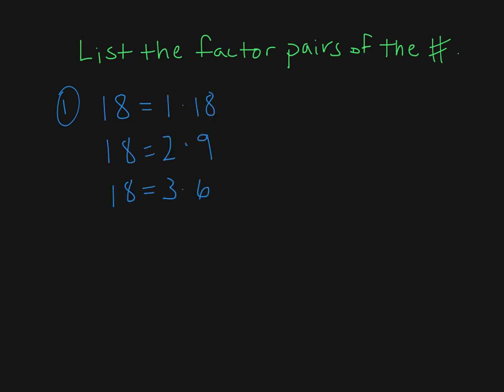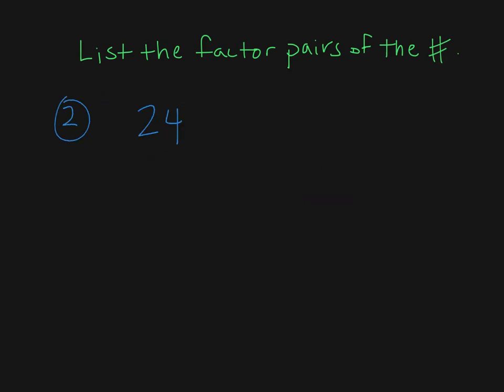So there are 3 factor pairs for 18. We have 1 times 18, 2 times 9, and 3 times 6. We would list them out like this: 1, 18, 2, 9, and 3, 6. Okay, let's try 24. Go ahead and pause the video, try to list all the factor pairs, and see what you come up with.